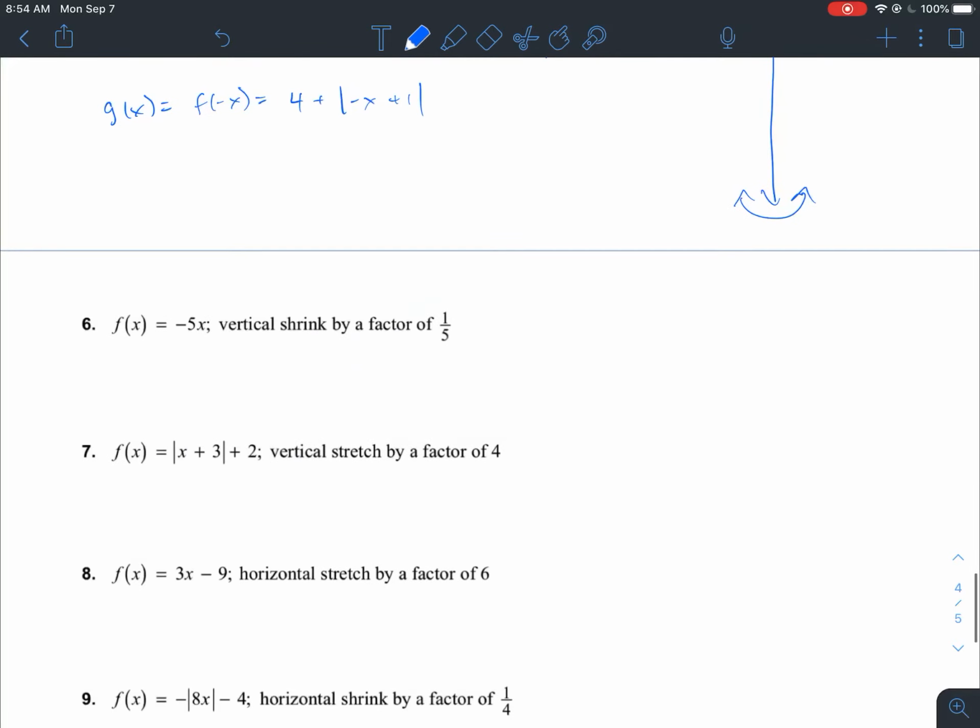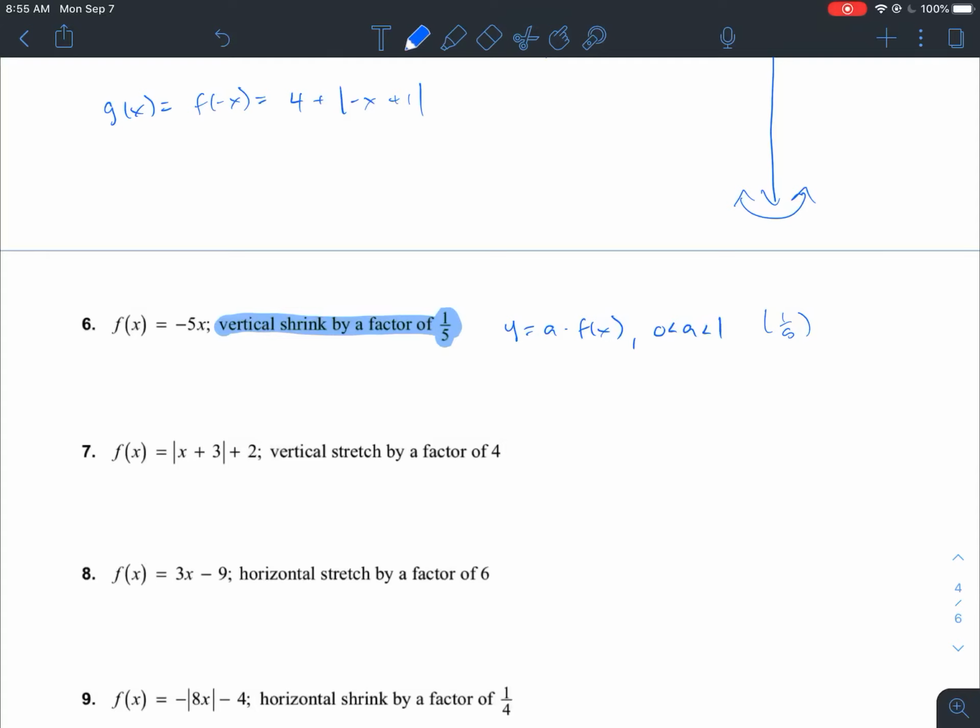Okay. Jumping to 6, we say vertical shrink by a factor of 1/5. Okay, now let's remember, if we go back up and we look at the vertical shrink, it was y equals a times f of x. And vertical shrink meant that a was between 0 and 1. In this case, our a is 1/5. Okay? So by a factor of 1/5.